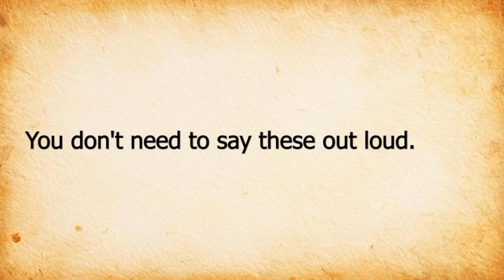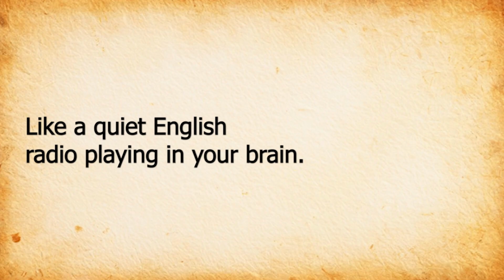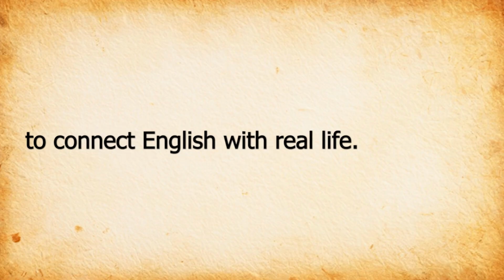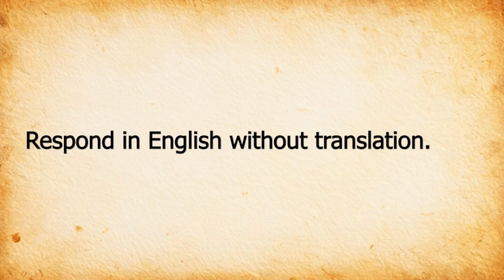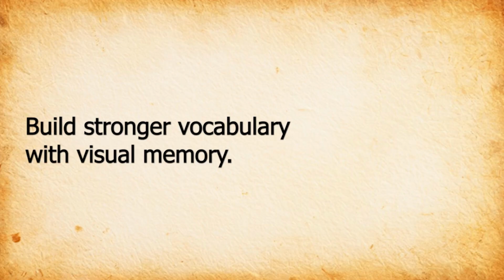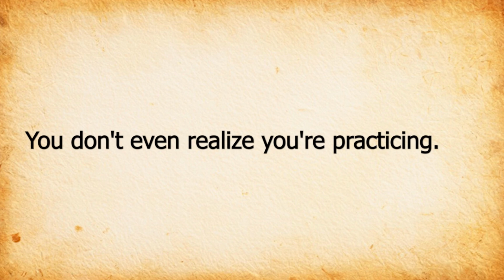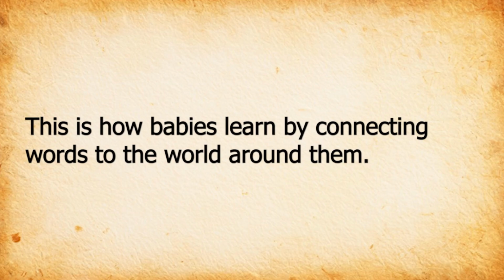You don't need to say these out loud. Just say them in your mind, like a quiet English radio playing in your brain. Why it works: this method works because your brain begins to connect English with real life, respond in English without translation, build stronger vocabulary with visual memory, and become faster in forming full sentences. You don't even realize you're practicing, but you are. This is how babies learn, by connecting words to the world around them.